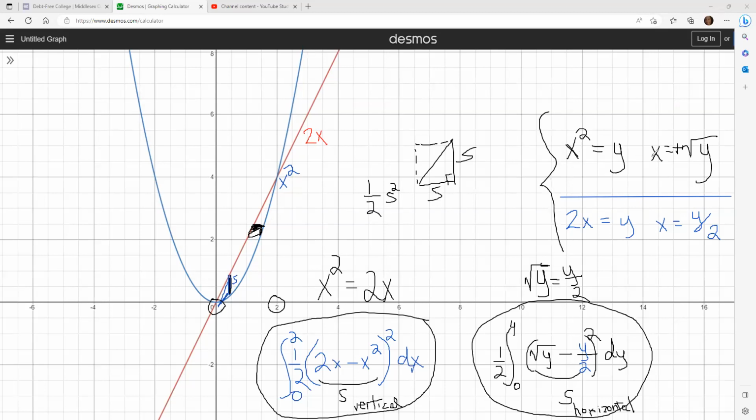x squared equals y becomes x equal to the square root of y. Now, remember, there are two roots when you take a square root. You have to think about which one you need. In this case, because x is on the right side, the positive x's are where we are, so we're only going to take the positive root. Very easy. Now, the 2x line, you can solve for x simply by dividing by 2. So x is y over 2.